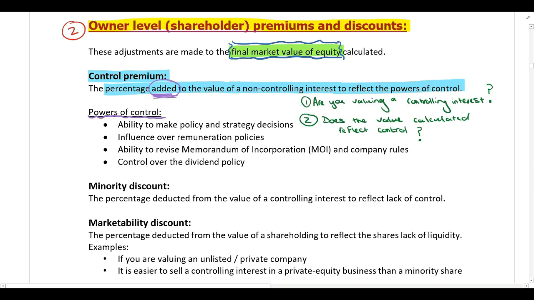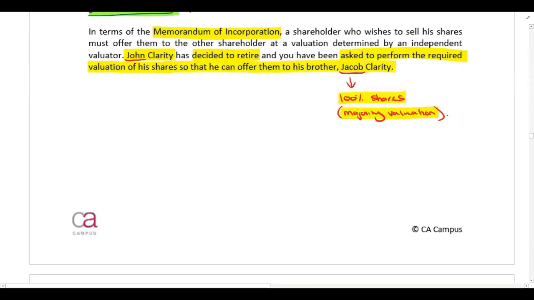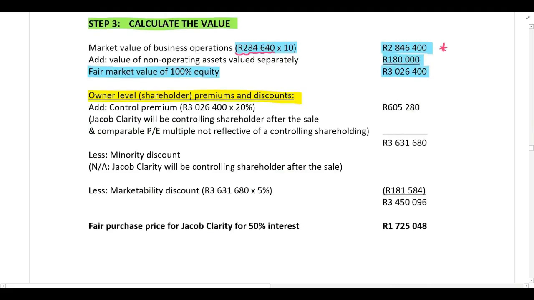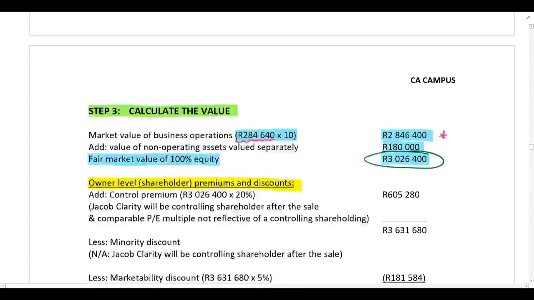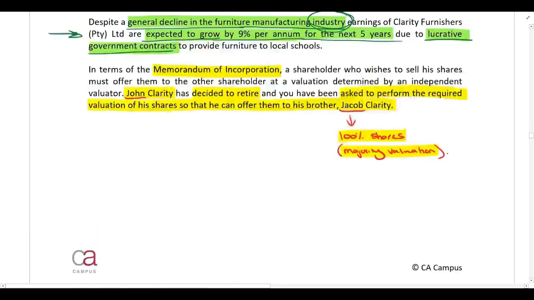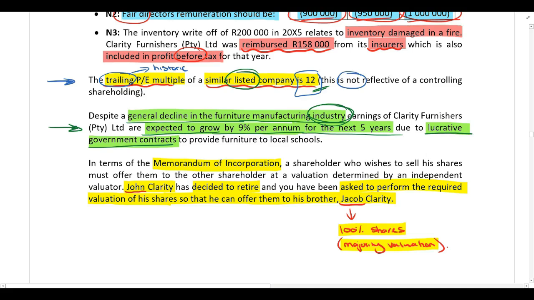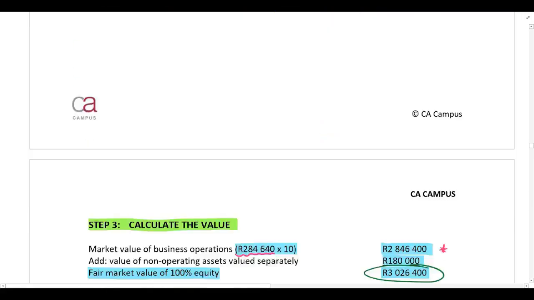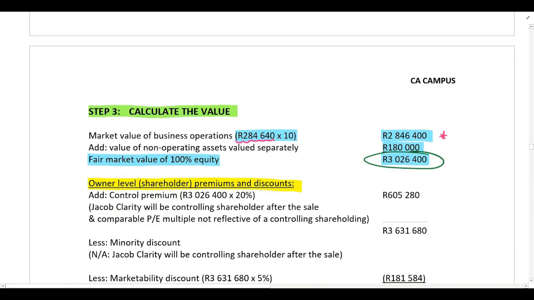So let's look at question 2. Does the value calculated reflect control? What do I mean? This is the value I've calculated over here. Does that value reflect control or not? And you were actually told this in the question. If you go back to where they gave us the PE multiple of the similar listed company, we were told that this PE multiple of 12 does not reflect a controlling shareholding. And that means that the value that we've calculated over here does not reflect control.